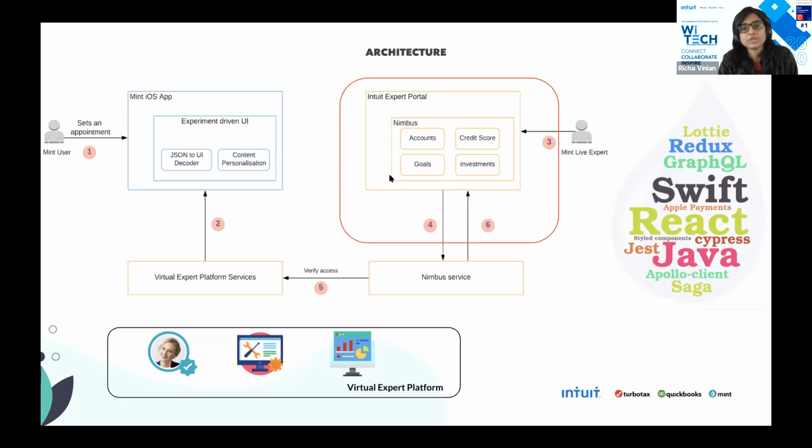Nimbus is the tool we built which shows Mint users' data to the expert. It requests the data from the Nimbus service, which is our backend for Nimbus UI. Before fetching the data, it makes a verify access call to the Virtual Expert Platform services to ensure that the data being requested by the expert has actually been delegated to him or her. If yes, it fetches the data from our core PFM services and returns it to Nimbus UI to render.